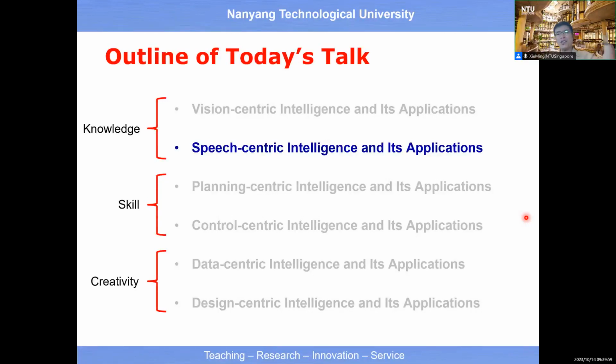So after visual signal, the second important signal should be audio signal. All right. For human beings, we leverage on our ear. We can understand the meaning behind the speech, right?